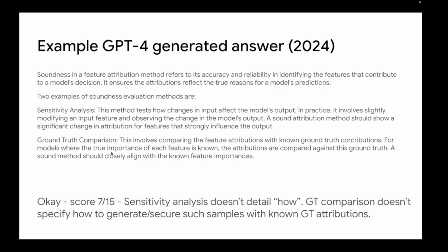And then there's ground truth comparison as well, and here it talks broadly about how you can use samples where the ground truth feature is known, and compare the ground truth feature against the predicted feature. But again, that's not sufficient because you have to tell us what is a possible strategy to generate such a sample with a known ground truth feature attribution. Okay, I think this is done better in the previous basic question answer. That's why some points are deducted in this case.